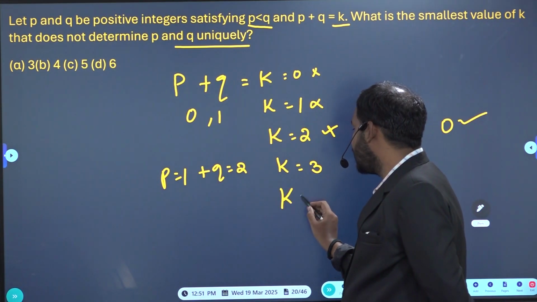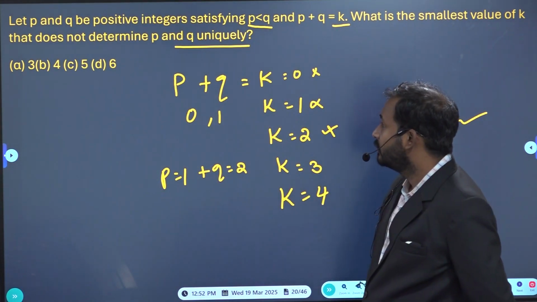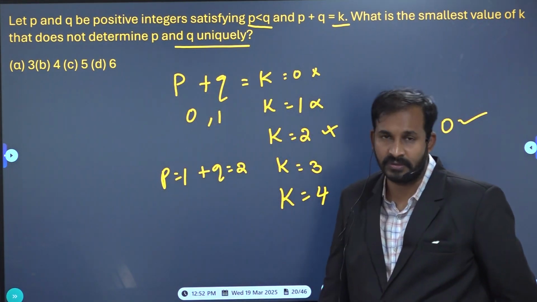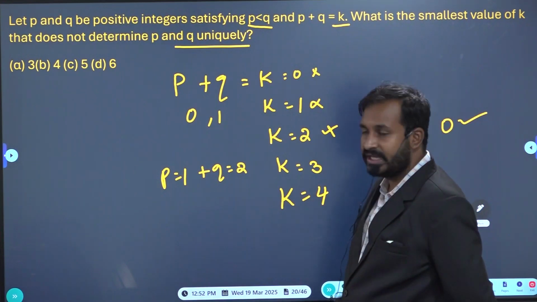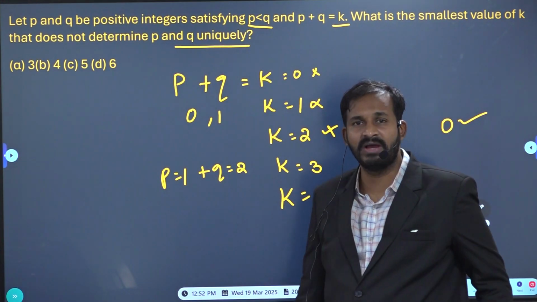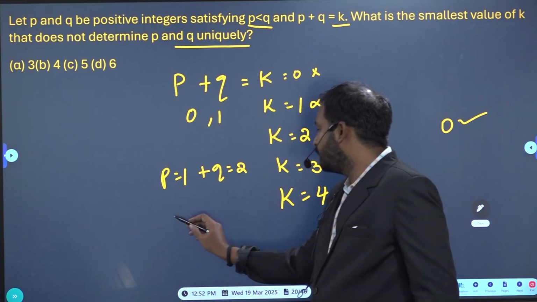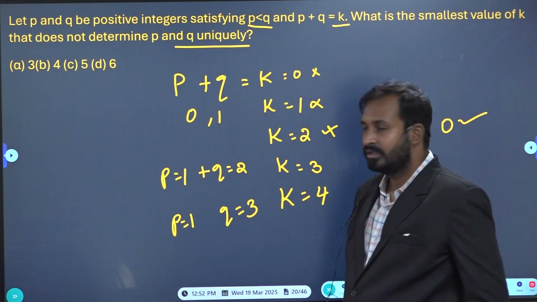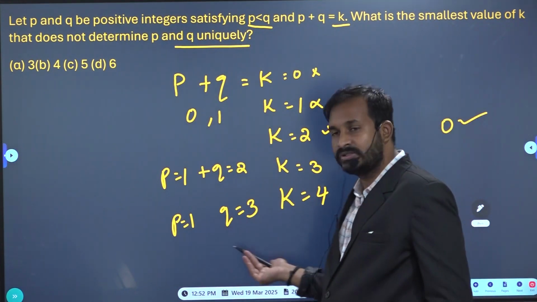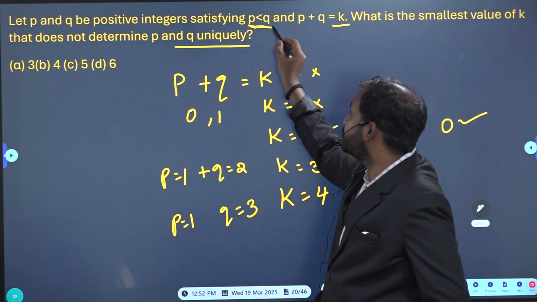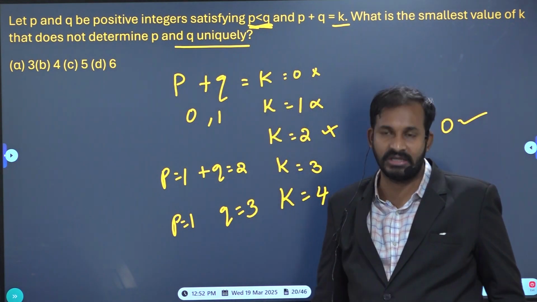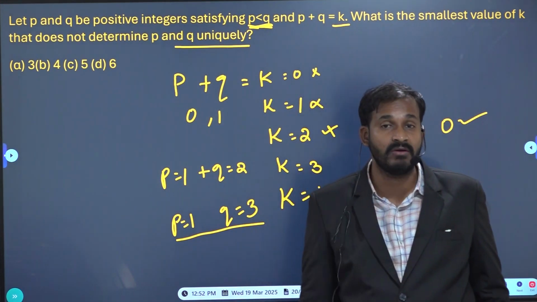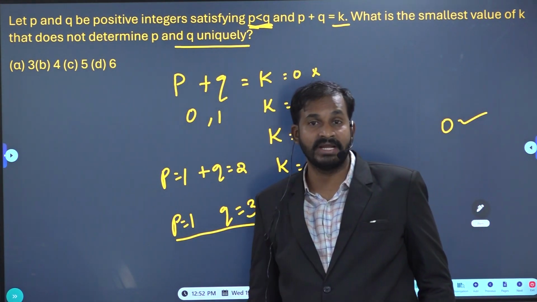For example, if I take K as 4, or else if you have any such confusion, do the option verification. If I take K as 4, what are the possible values for P and Q? If I take P as 1, the Q value should definitely be 3. If I take P as 2, Q also becomes 2, which will not satisfy our given condition, because P and Q are not equal. So here also I have only one solution, that means a unique solution. Only one pair, 1 and 3.